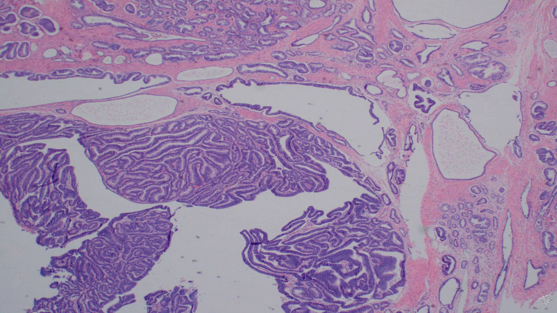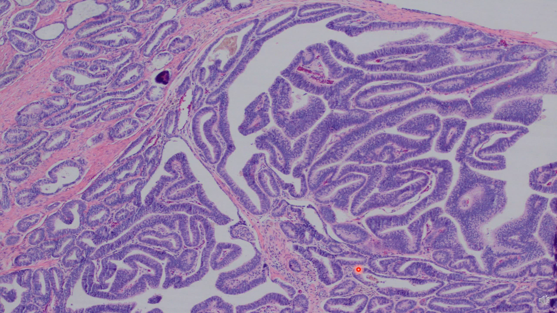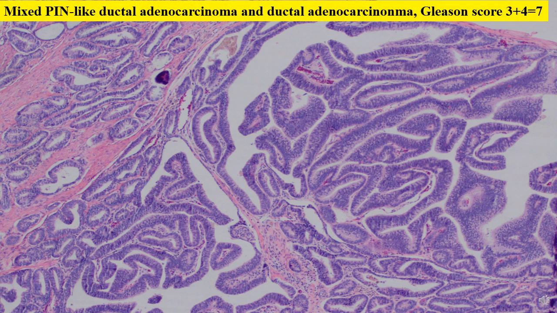In my experience, PIN-like ductal adenocarcinomas are often associated with conventional ductal adenocarcinoma. So here you can see that this particular component looks like PIN-like ductal adenocarcinoma, while this one looks like a more conventional ductal adenocarcinoma because you start seeing a more complex papillary type morphology. If we zoom in on that particular area, you clearly see some papillary morphology, which is not compatible with the diagnosis of PIN-like ductal adenocarcinoma. So this is an example of a mixed PIN-like ductal adenocarcinoma and ductal adenocarcinoma.